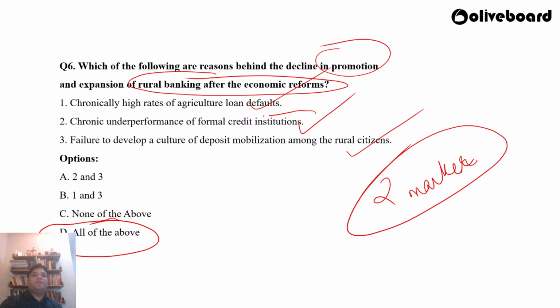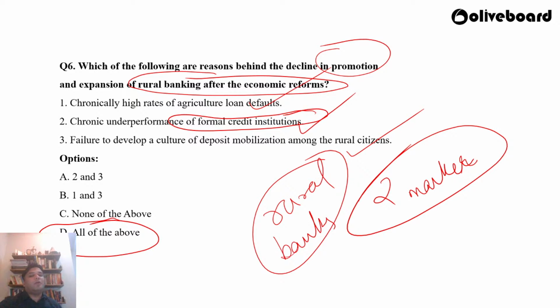Then chronic underperformance of formal credit institutions. They were also not making profits. Basically, the rural banking scenario was such that these rural banks were not making many profits, right? Therefore their expansion had become a problem. When do banks expand? Banks will typically expand when they are making more profits, right?